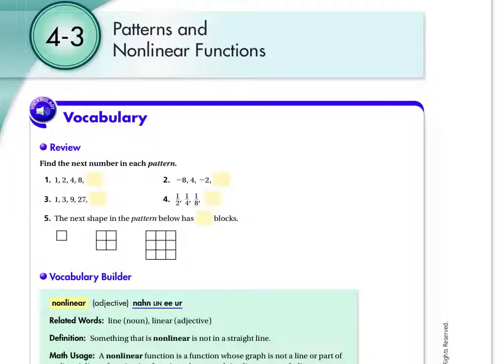Hi, this is Mr. Kinnemer, and we're going to be talking about Chapter 4, Section 3 in our algebra book, Patterns in Nonlinear Functions.